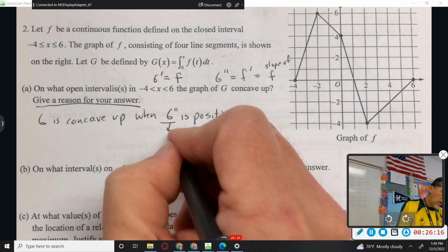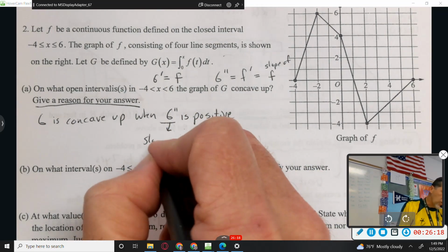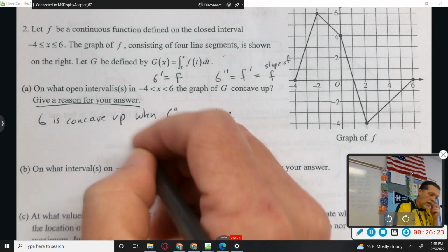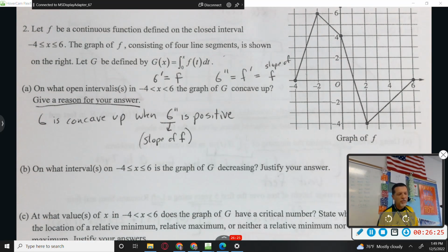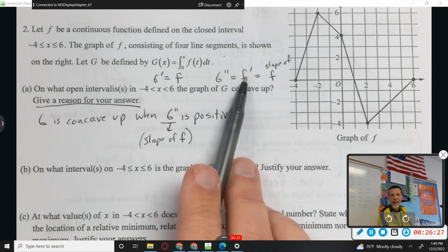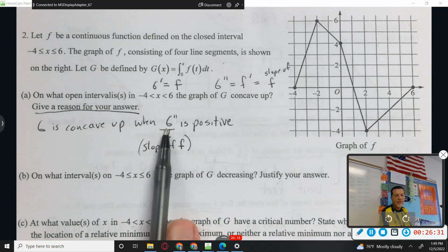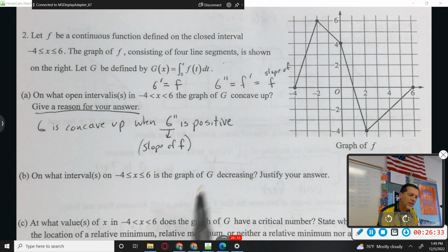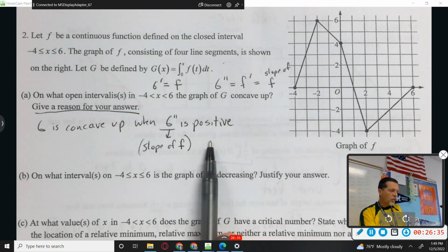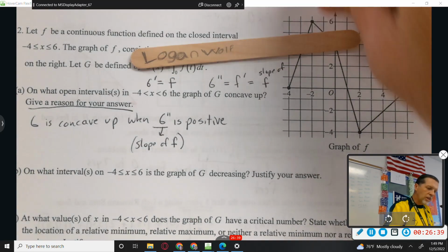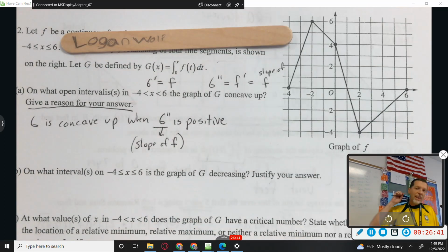So G double prime is the slope of F. Now, I don't need to put that as part of my explanation because I already have said that G double prime is the slope of F. But, again, if it helps me think through what's going on, I'm looking for where the slope of F is positive. So, Logan, can you look at that picture and give me some intervals where the slope of F is positive?